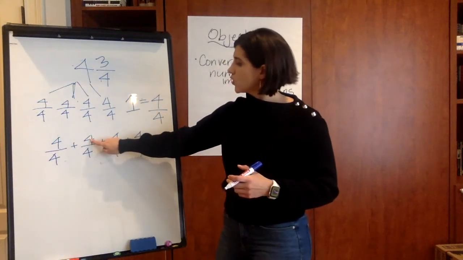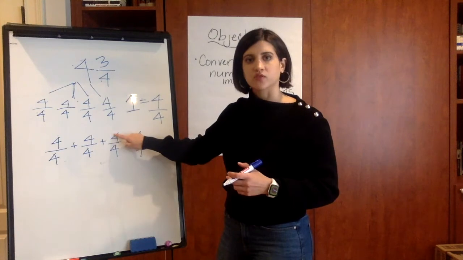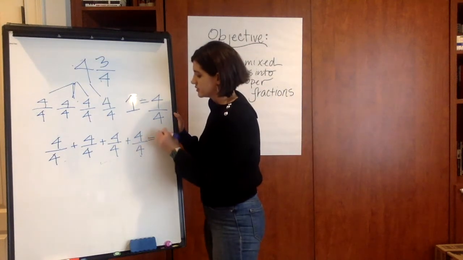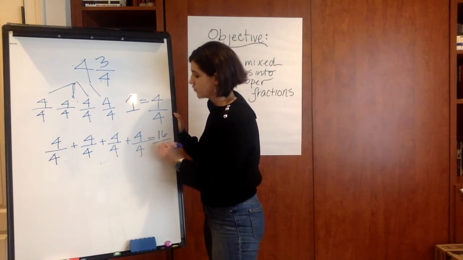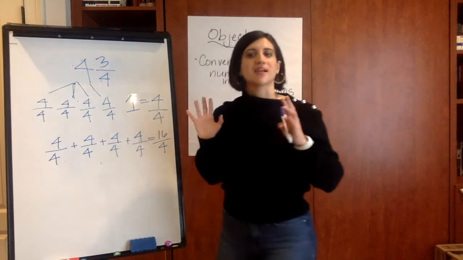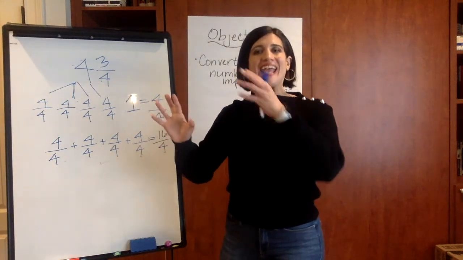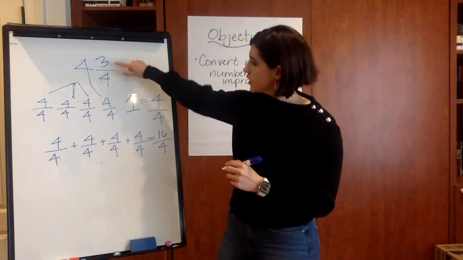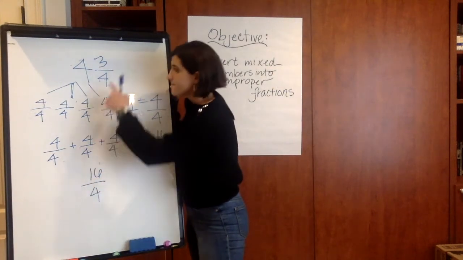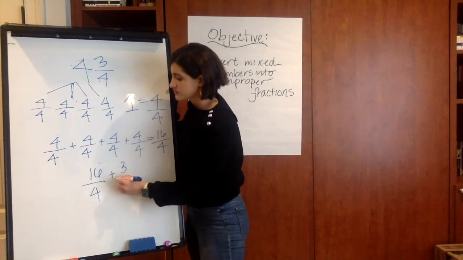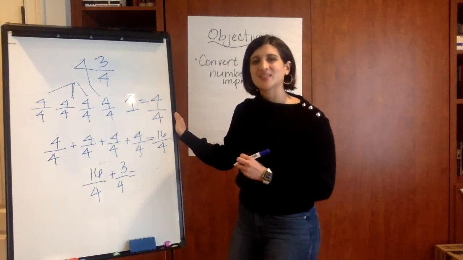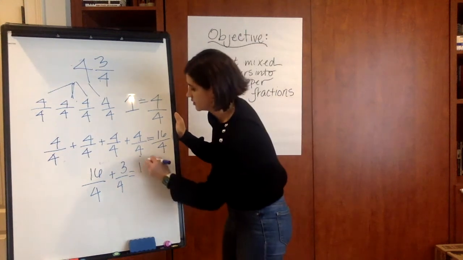4 plus 4 is 8. 8 plus 4 is 12. And 12 plus 4 is 16 fourths. Therefore, 4 equals 16 fourths, but I am not done because I have 4 and 3/4. So I combine the 16 fourths, which once again equals a 4, plus the 3/4 I had, and 16 fourths plus 3/4 equals 19 fourths.